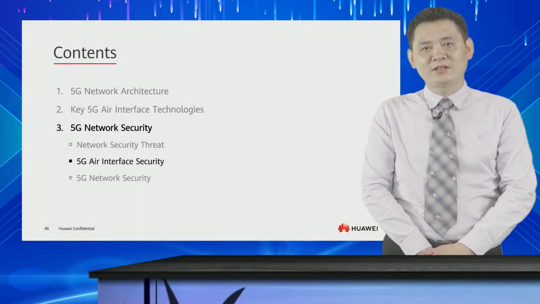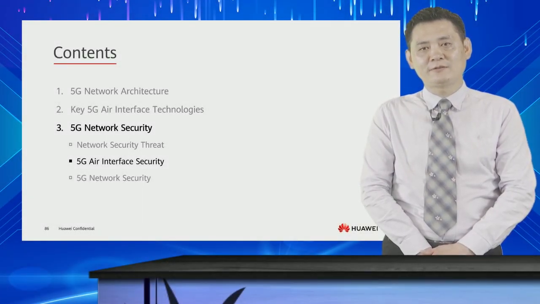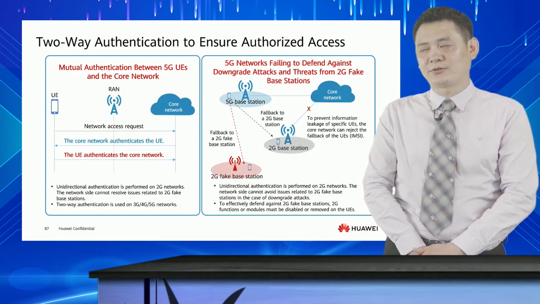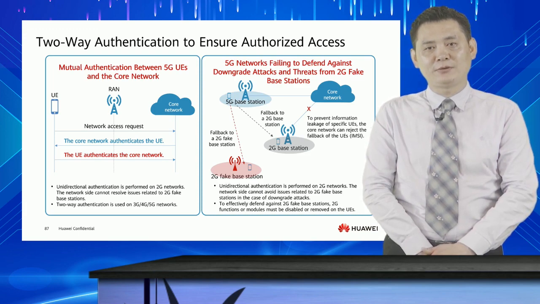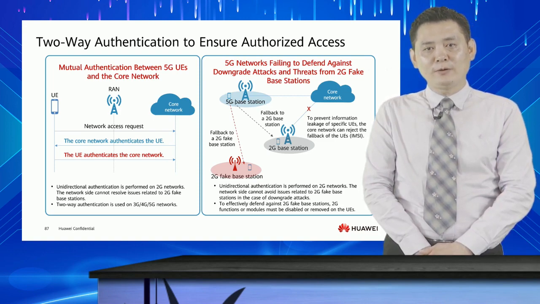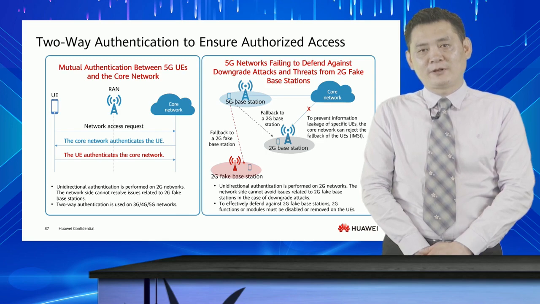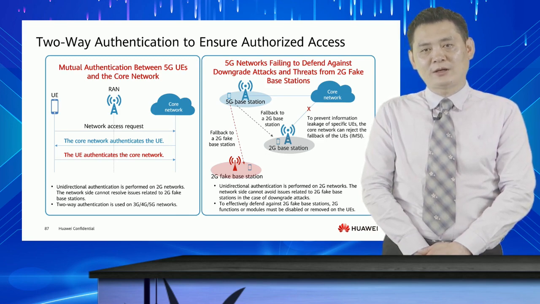Now, let's learn about the technologies introduced by the 5G air interface to cope with these security threats. The first security technology is the two-way authentication between 5G UEs and the core network. In a mobile network, the core network needs to verify whether a UE is legitimate. In early mobile networks, for example, 2G, only UEs are authenticated, and the UEs do not authenticate the network. In other words, the UE always believes that the network is legal.